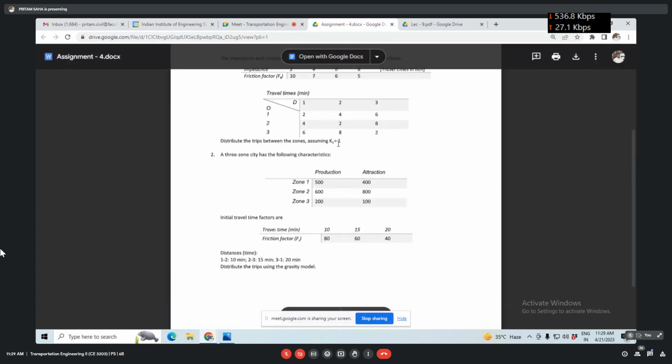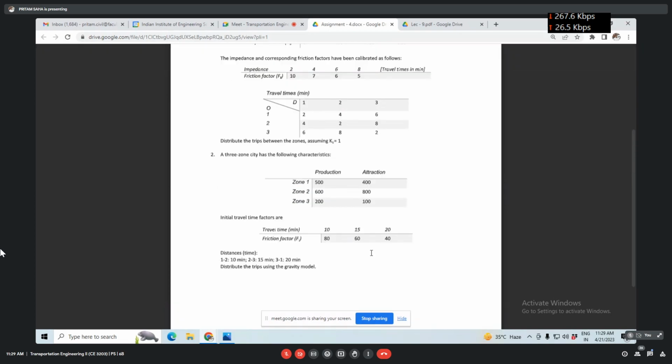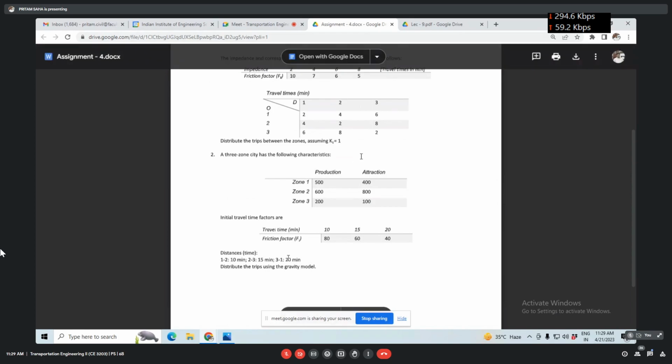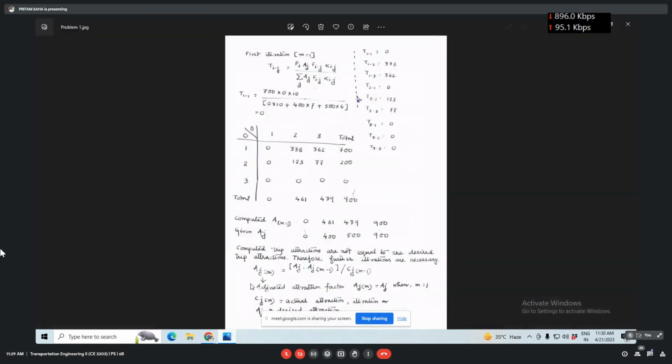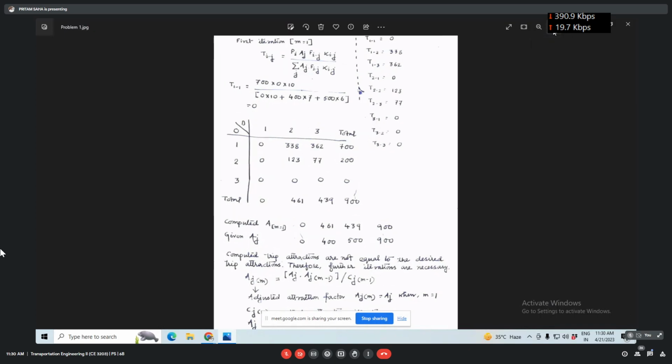You can assume any value of Kij since it is not given here. So you can assume that Kij is equal to 1 even for this problem since it is not given. I have prepared a note for this problem 1. Can you see this one? Is it visible?